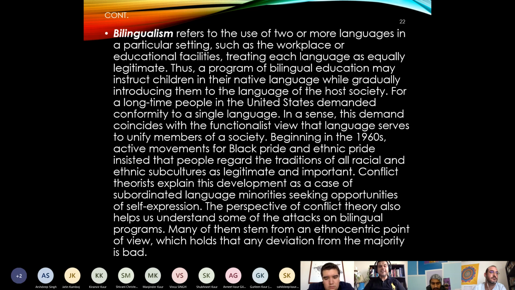The last slide is bilingualism. Bilingualism is when more than one language, usually two, is used simultaneously in the same culture or in the same social group or in the same society or in the same organization. Canada is a bilingual country: on everything you buy in a supermarket, you find it written on opposite sides in two different languages, English and French. Okay, so this is called bilingual.